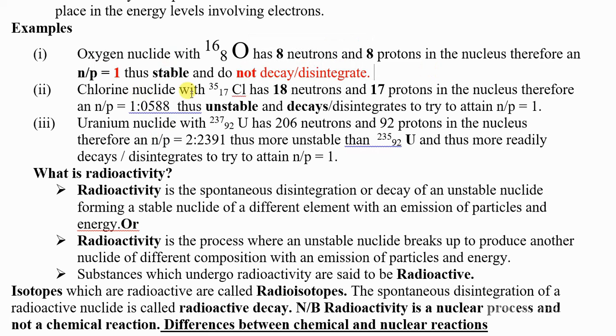Chlorine. Look at chlorine-37. The atomic number is 17, and then the mass number is 37.